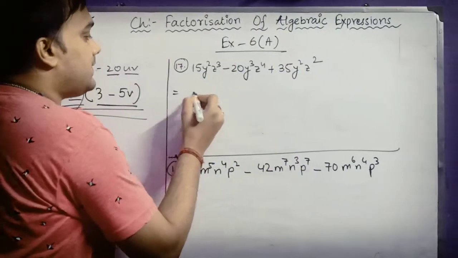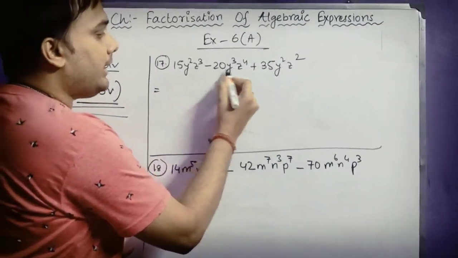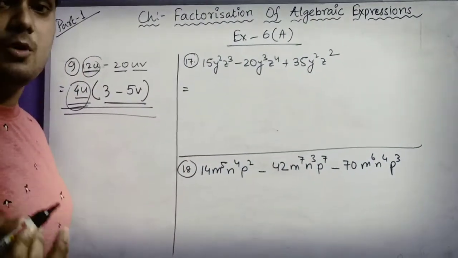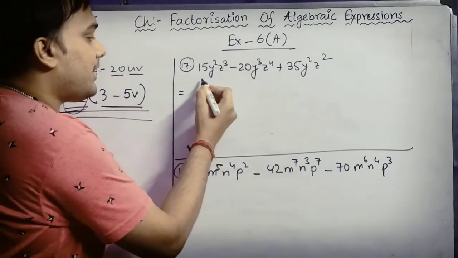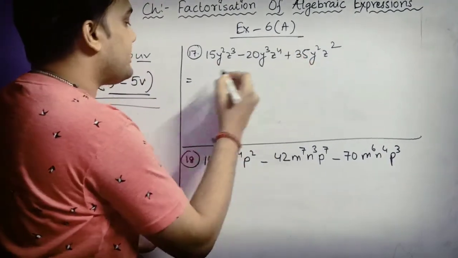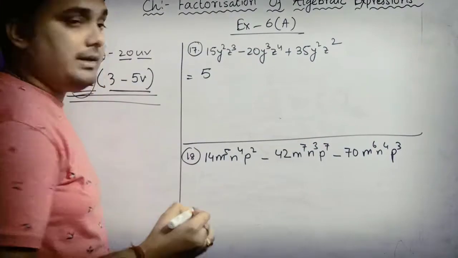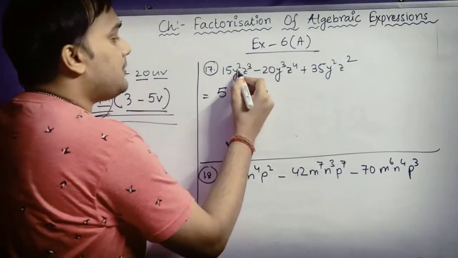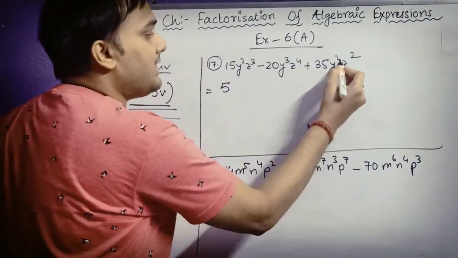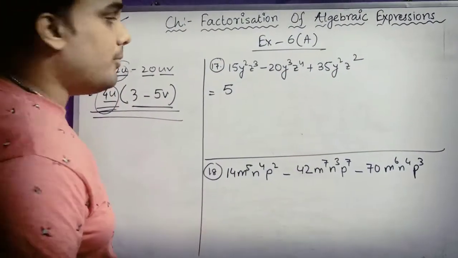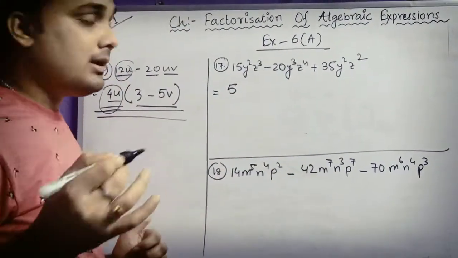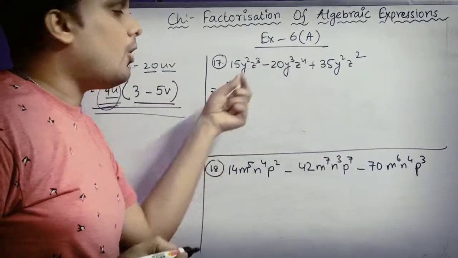You can see here the numbers are 15, 20, 35. What do you think? What is the maximum common factor here? The maximum common factor among 15, 20, 35 is 5. Okay, it is 5. And then you see it is y square, y cube, y square. So what maximum can I take common? I have to take common something which is there among all the terms.